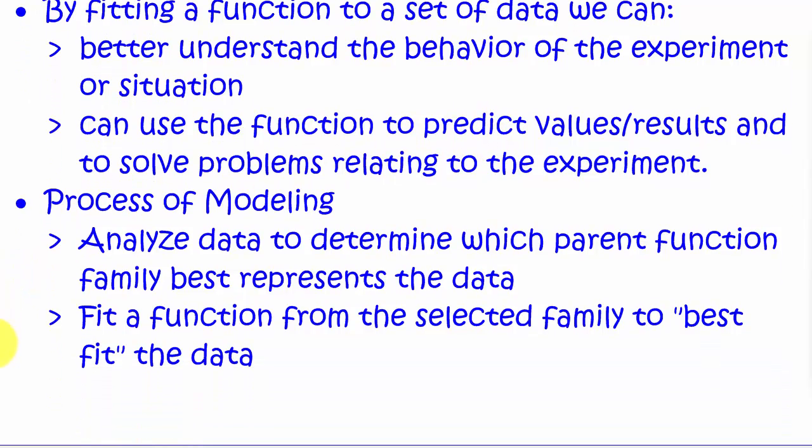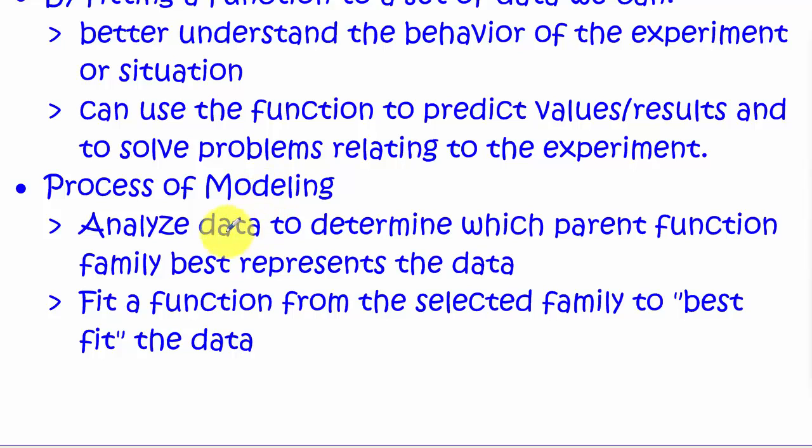In order to do modeling, we have to analyze the data that we're given. And first, before we try to fit a particular function, we want to understand what parent or function family best represents the data. If all the data is in a straight line, we could use a linear function. If the data, when looked at in a scatter plot, makes a U shape, we might use quadratic, or one of the other families. We'll be looking at that next.